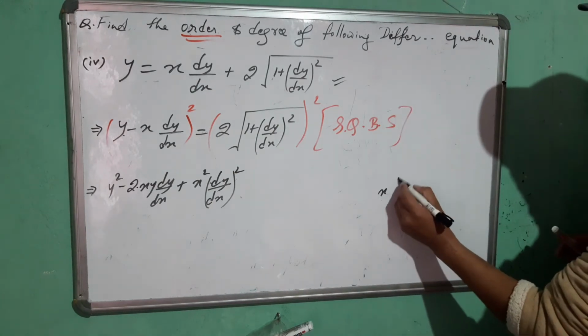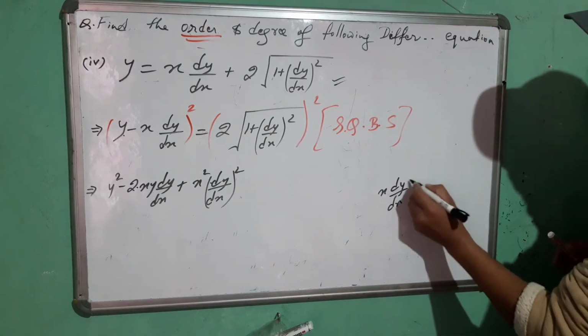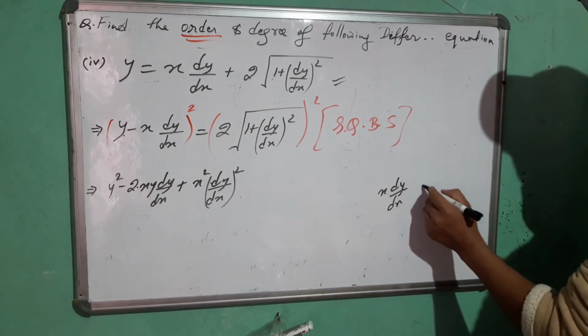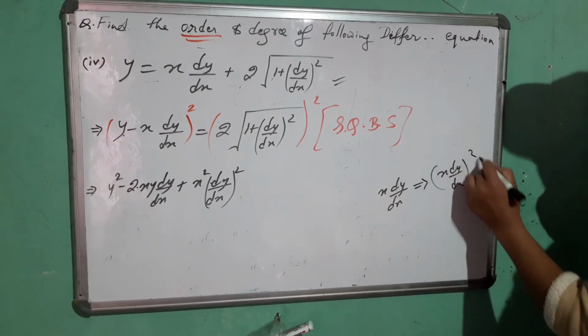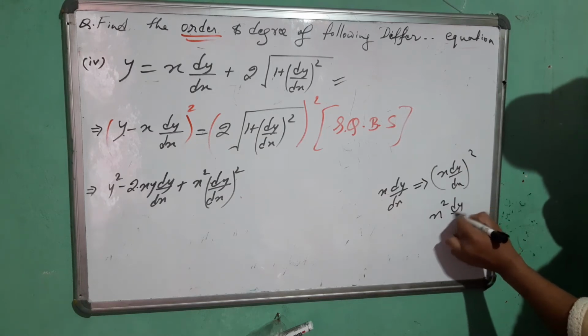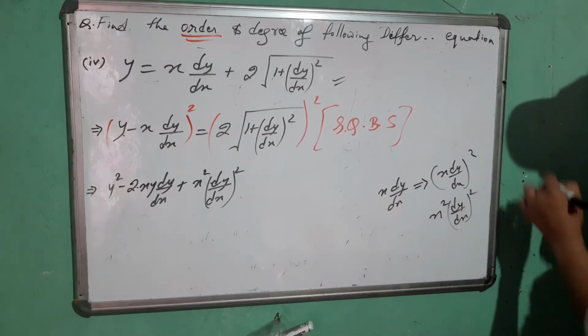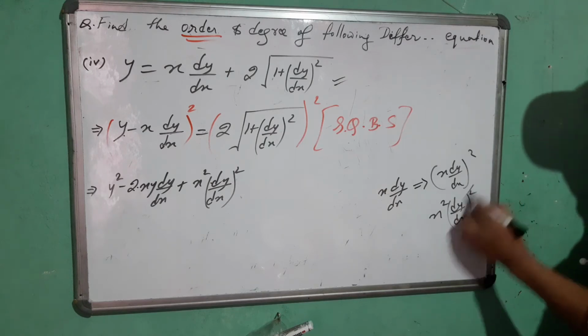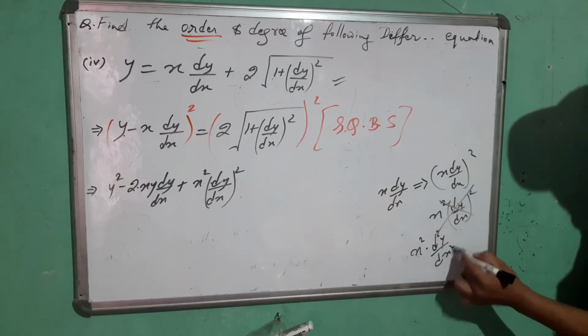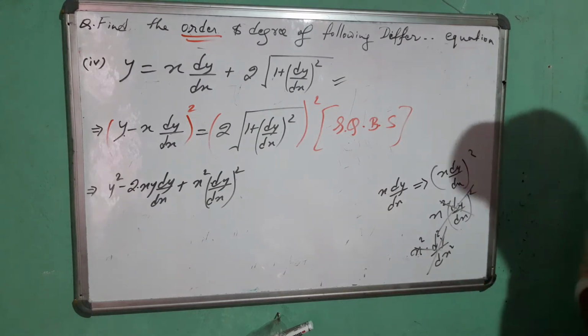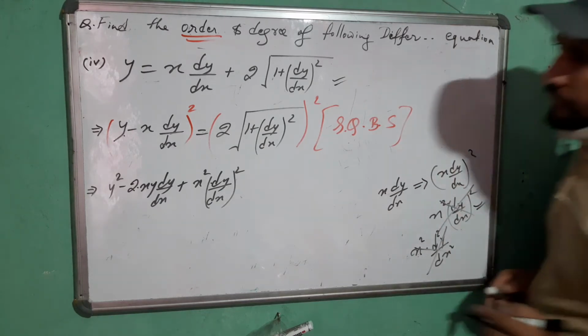b is x dy/dx. In place of b you have this, so its square will be (x dy/dx) whole square, so it is x square (dy/dx) whole square. You have to write like this. You cannot write it like x square d2y/dx square. It is different, this is different. So you have to follow this.